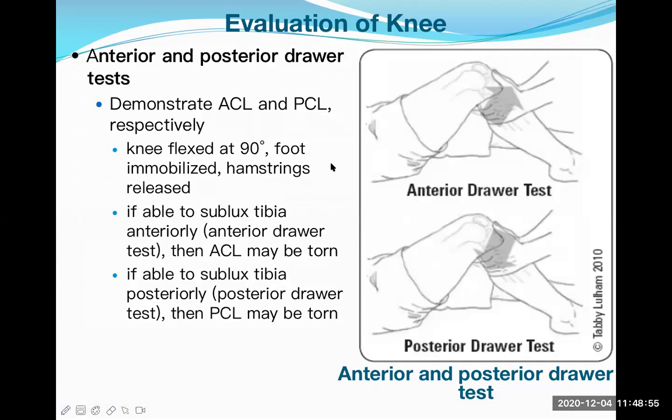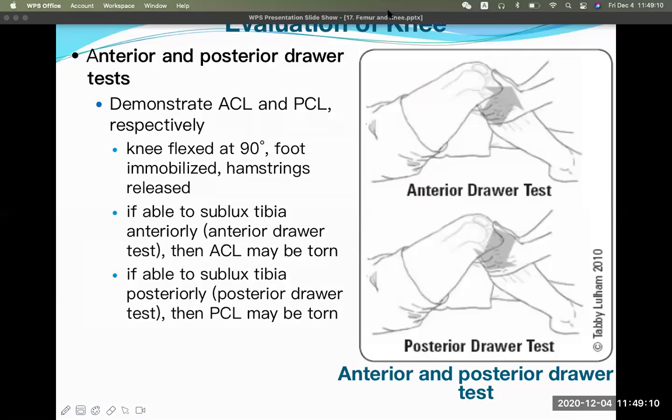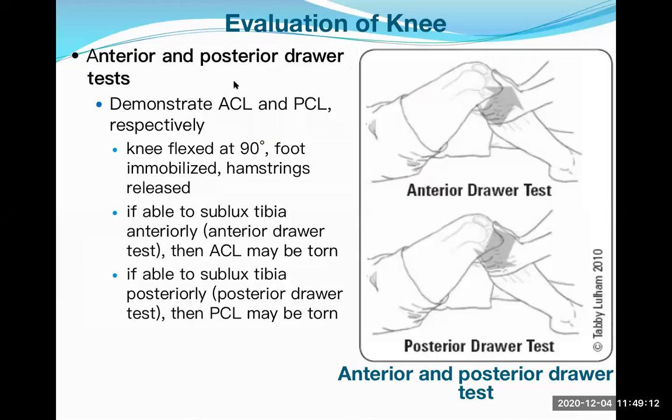Now, let's talk about how to evaluate the knee joint. When we are examining the patient, how to evaluate the knee. This is mainly a clinical discussion, so please pay attention here. The first of them is called the anterior and posterior drawer test. Now, why do we do this? This is done to demonstrate anterior cruciate ligament and posterior cruciate ligament injury. Now, how to do that?